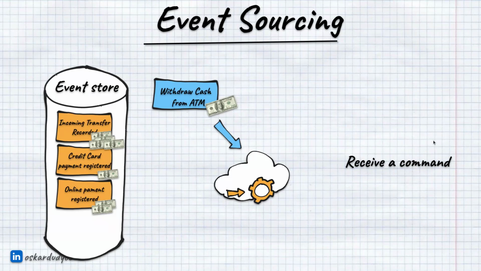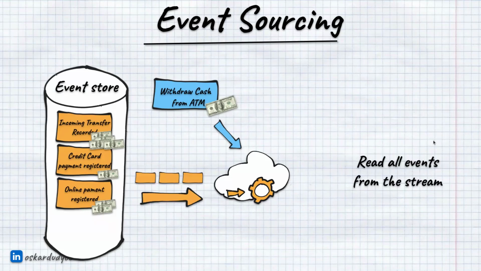Once we receive this command, then of course we need to handle it. And then the first difference comes. Because in event sourcing, the name comes from the fact that events are our source of truth, which means that they are also our state. So to make our business decision, we need to first read all the events that happened for our particular entity or process. In this case, that means, for instance, all of the transactions that were recorded for our bank account.